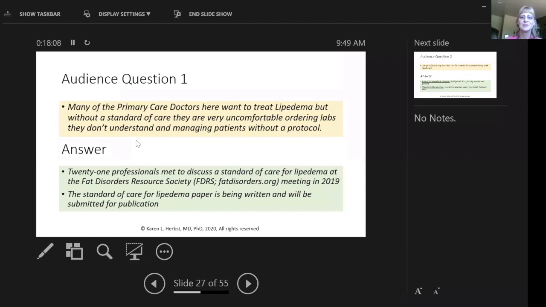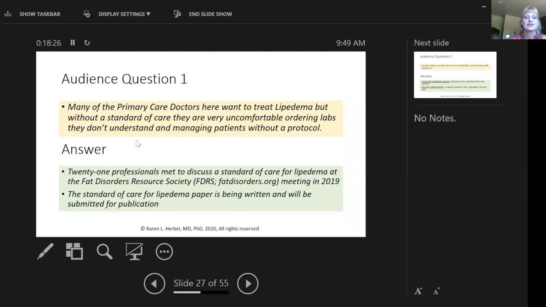So with that new understanding of lipedema, I'm going to move on to the questions. Many of the primary care doctors here want to treat lipedema, but without a standard of care, they are very uncomfortable ordering labs. They don't understand and managing patients without a protocol.